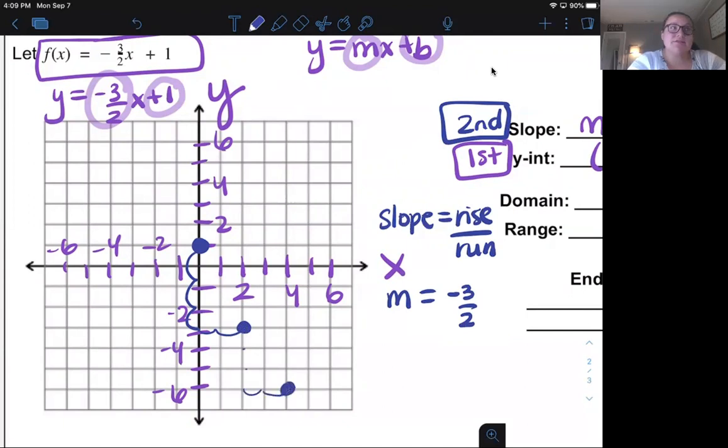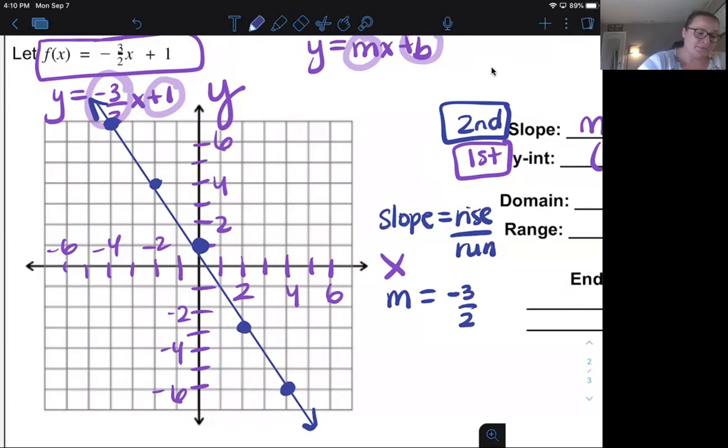Now find some points to the left of your y-intercept. Because we need the other half of this graph, you're going to go in the opposite direction. So if you go up 3, 1, 2, 3, you're going to go left 2, 1, 2. So you can see we still have our straight line, and then you just draw your line and put your arrows underneath. Make sure your graph extends across your entire coordinate plane, please.